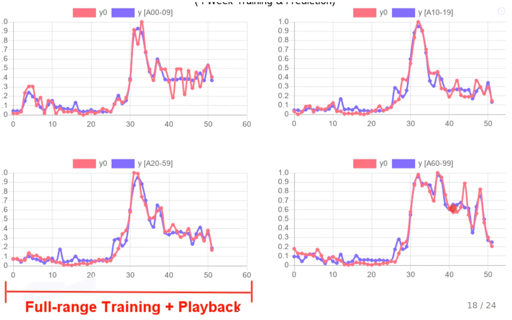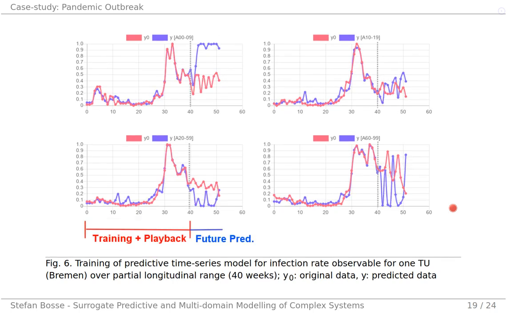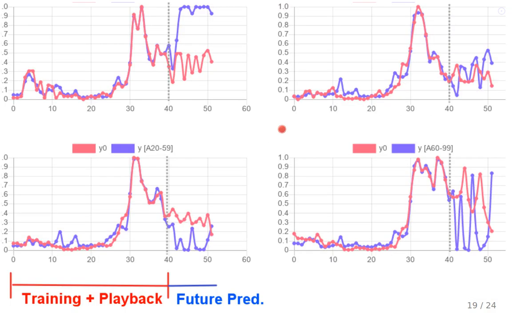We never expected that. So we can predict in a playback, of course, the entire development over 52 weeks of the infection case number of the terrestrial unit Bremen. But now, if we only train the first 40 weeks, and then we want to try the real future, an unknown future, the model is more or less useless.